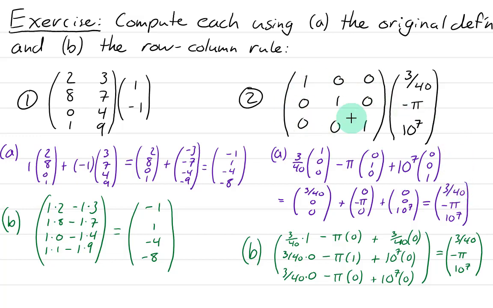This is actually a special matrix. It's called the identity matrix. This matrix has the property that whenever you multiply it by any old R^3 vector, such as this weird one, it doesn't change it. The result is exactly the same as your original vector.